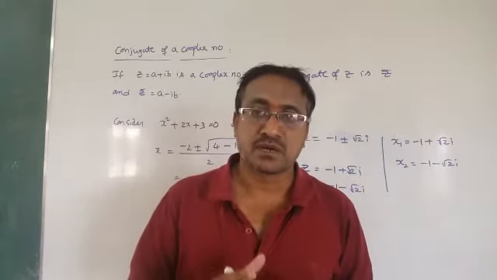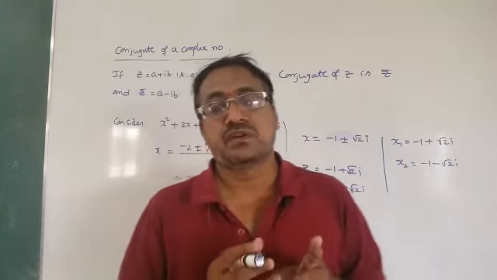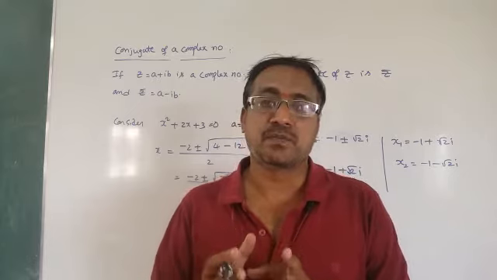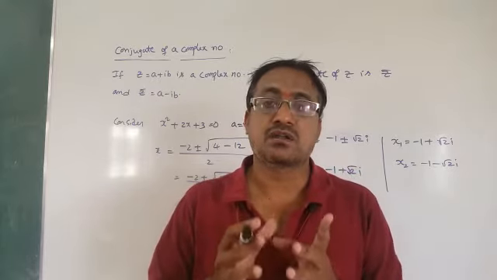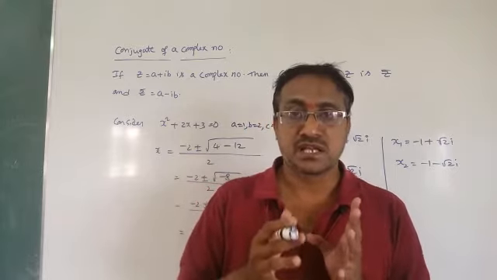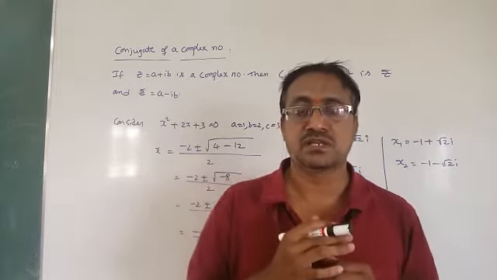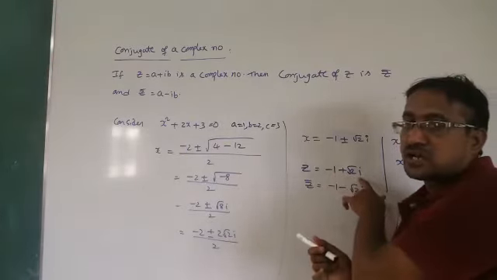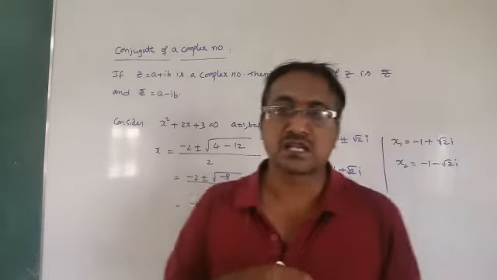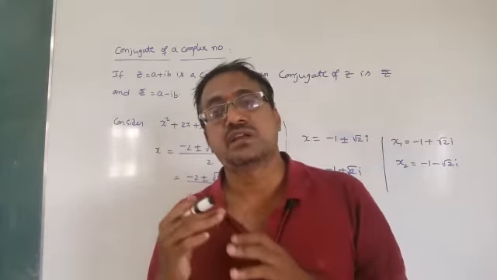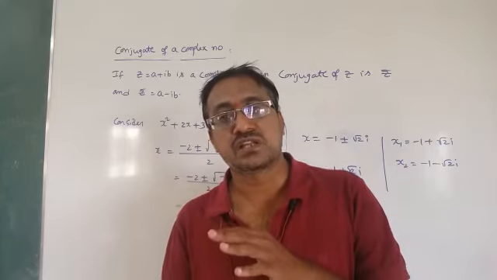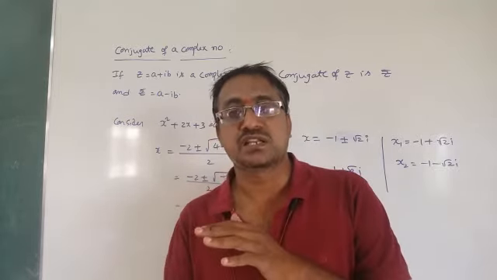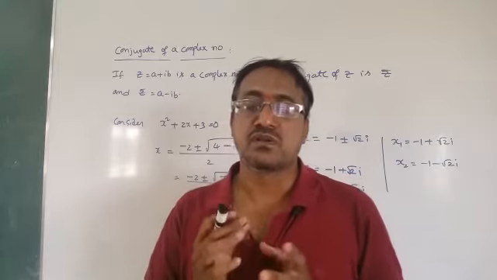Remember another important point: if the roots of the quadratic equation are complex numbers, then they are conjugate complex numbers. They exist with their conjugates. If minus 1 plus root 2i is one root, then the other root will be minus 1 minus root 2i. So, if complex numbers exist as roots, they exist with their conjugates also. Very important point.